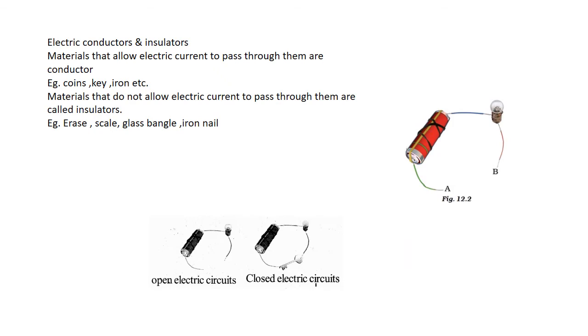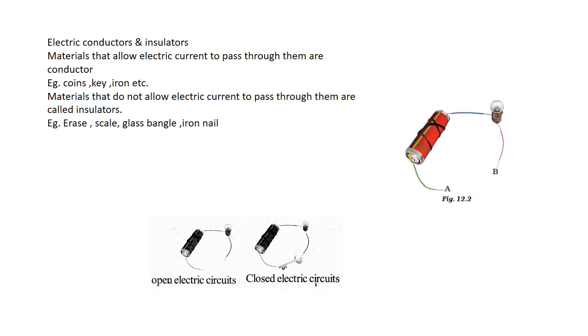Now, what are these electric conductors and insulators? There are some materials that allow electric current to pass through them. Such materials we call as the electric conductors, like coins, key, iron, etc. And there are some materials that do not allow electric current to pass through them. Such materials we call as the insulators. Now below in the diagram you can see open circuit and closed circuit.